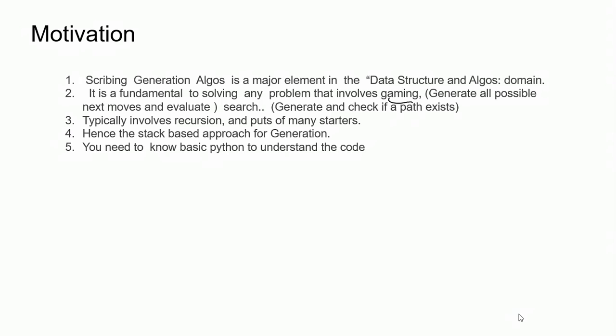Similarly, when you're searching, let's say you're trying to find if there is a path from A to B, then you need to generate all possible paths from A to B to check which is the shortest path. It's just an example. There are various shortest path algorithms, but I'm just giving you the need for generation. The ability to generate is very fundamental to gaming and search kind of problems.